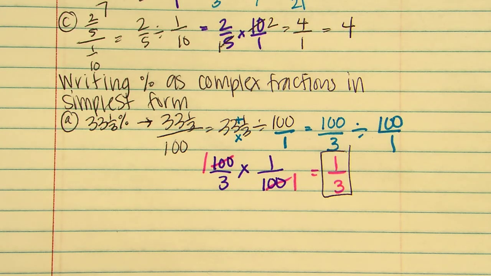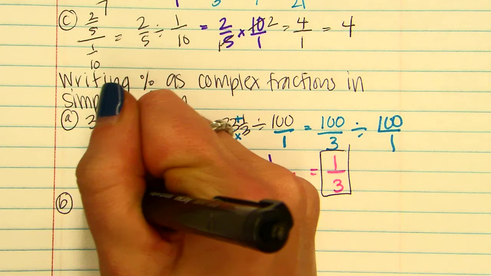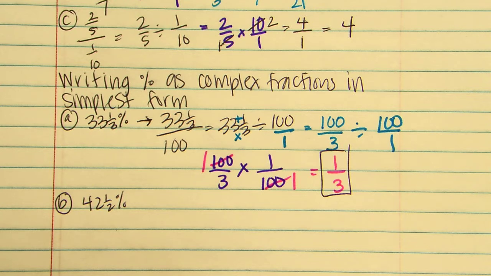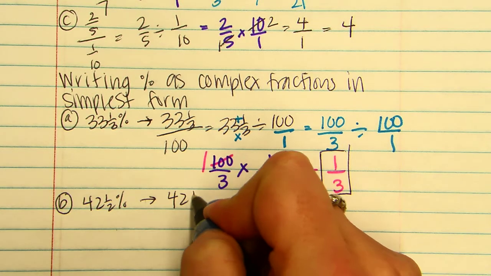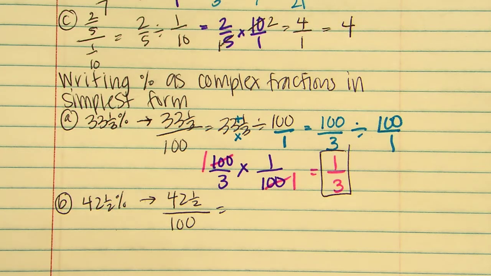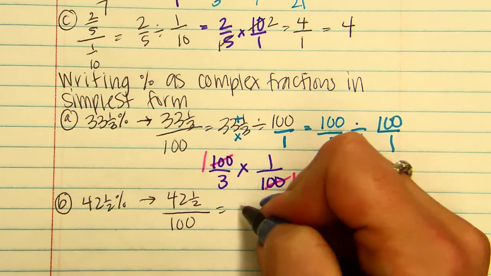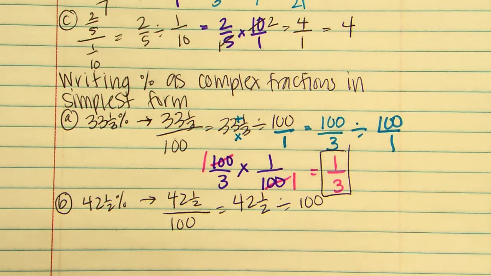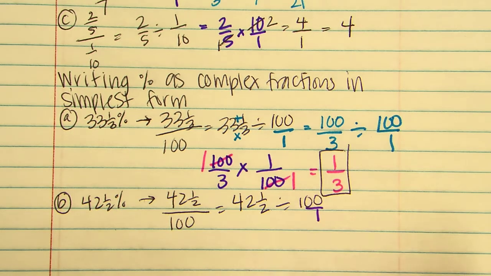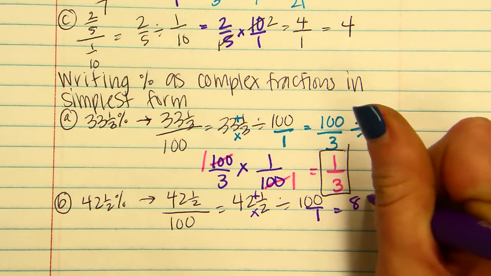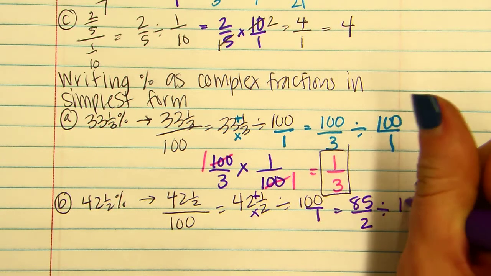For my next one, I'm going to do example B. 42.5%. We're going to write it as a complex fraction in simplest form. So this really means 42.5 divided by 100. I'll turn this into a fraction. I need to make this mixed number improper. So I'm going to do 42 times 2 is 84 plus 1 is 85. So I have 85 over 2 divided by 100 over 1.